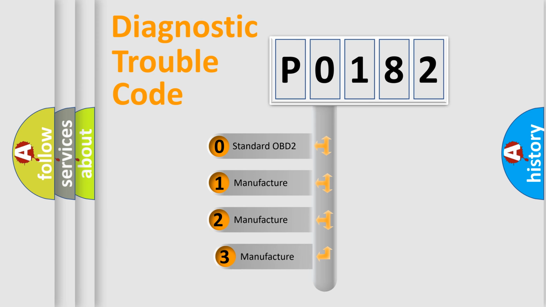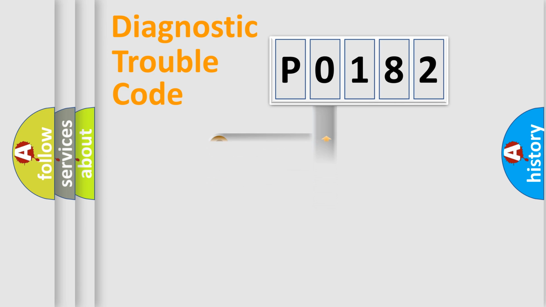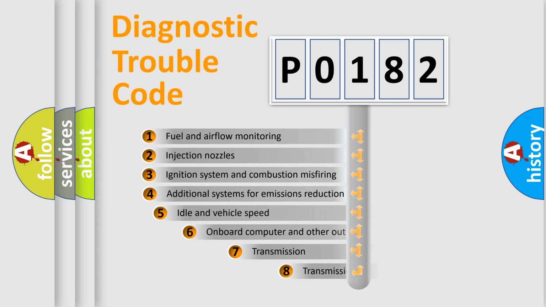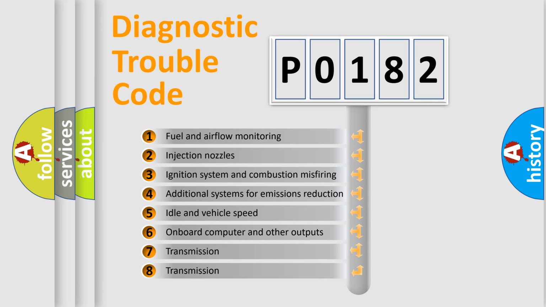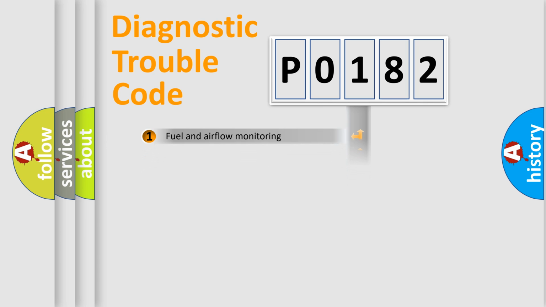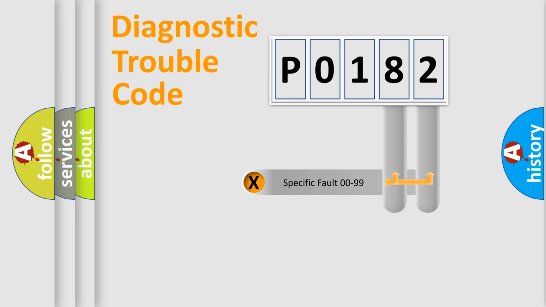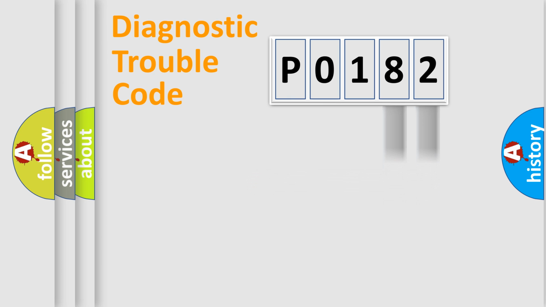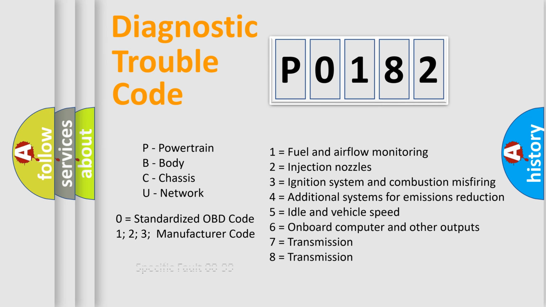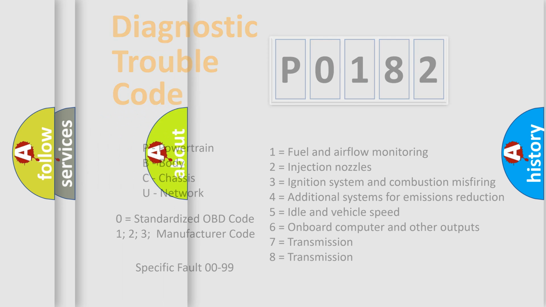If the second character is expressed as 0, it is a standardized error. In the case of numbers 1, 2, 3, it is a manufacturer-specific error. The third character specifies a subset of errors. The distribution shown is valid only for the standardized DTC code. Only the last two characters define the specific fault of the group. Let's not forget that such a division is valid only if the second character of the code is expressed by the number 0.